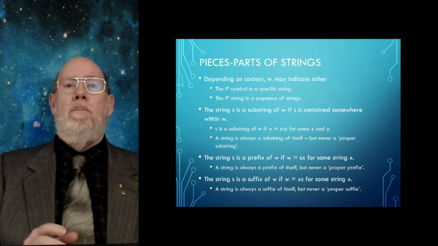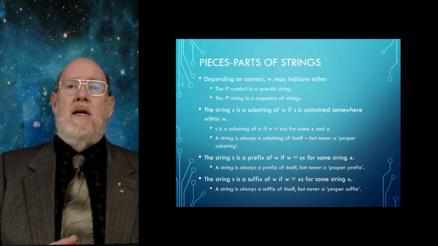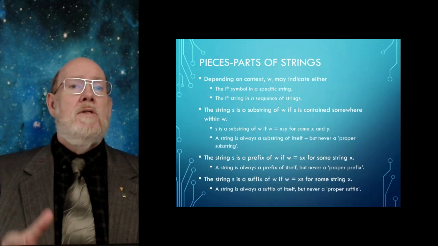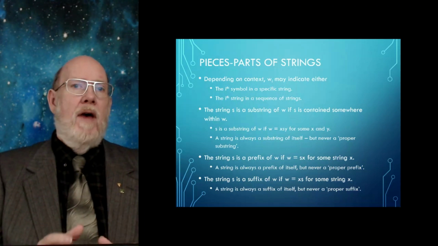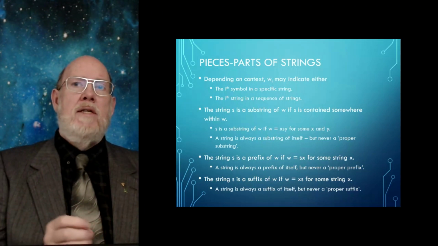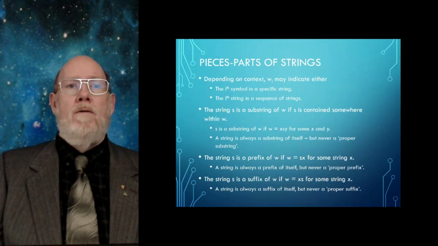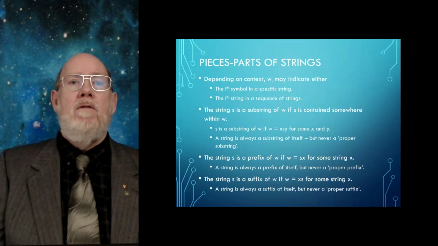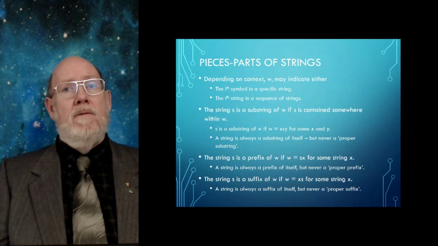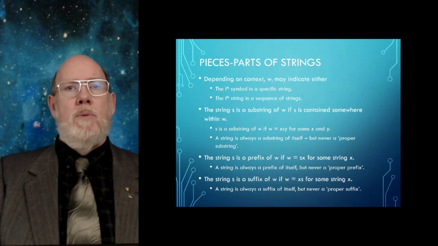If X and Y are both empty, then S and W are the same, which shows that every string is a substring of itself. If X is the empty string, then S is a prefix of W, while if Y is the empty string, then S is a suffix of W. The meaning of proper prefix and proper suffix should be pretty apparent at this point.